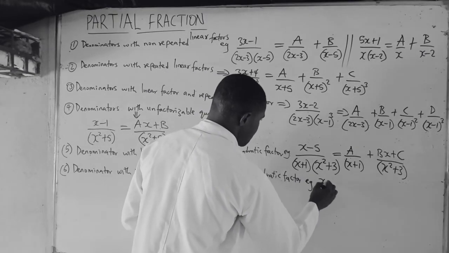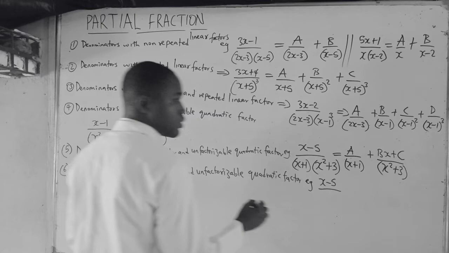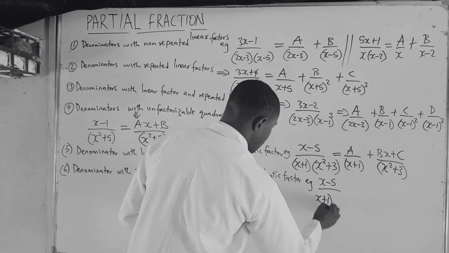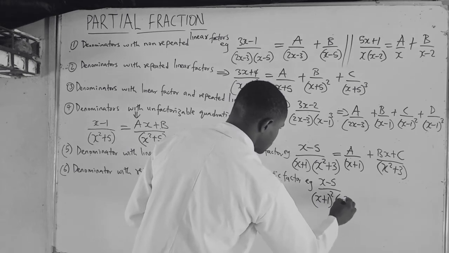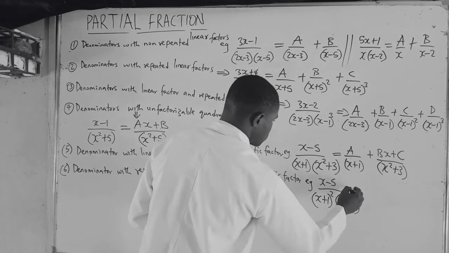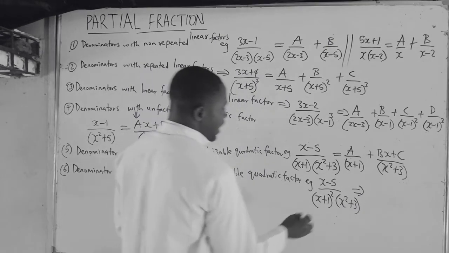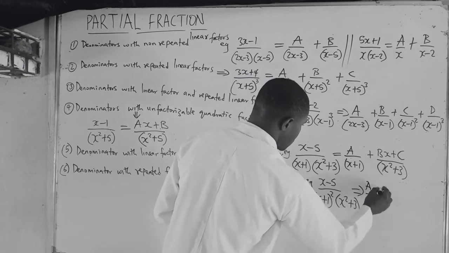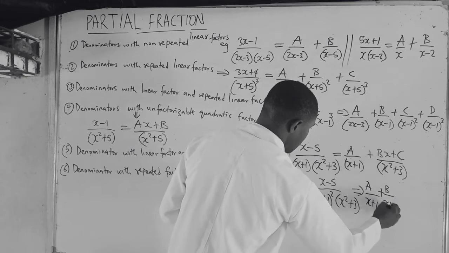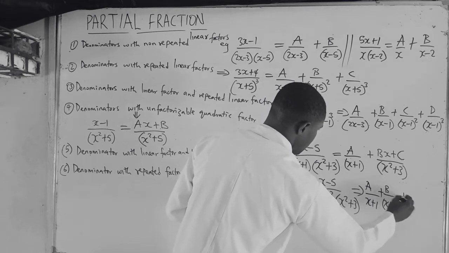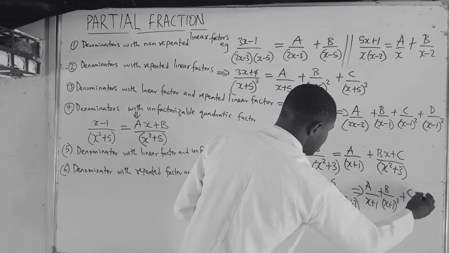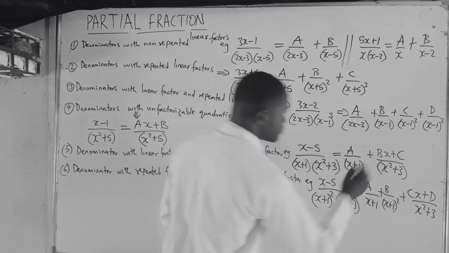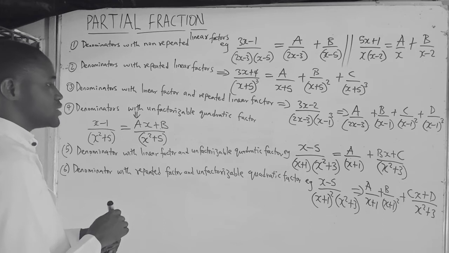For example, x minus 5, then x plus 1 raised to the power of 2, x squared plus 3. Look at how you resolve it: A all over x plus 1, plus B all over x plus 1 raised to the power of 2, plus Cx plus D all over x squared plus 3. So that is how you package it.